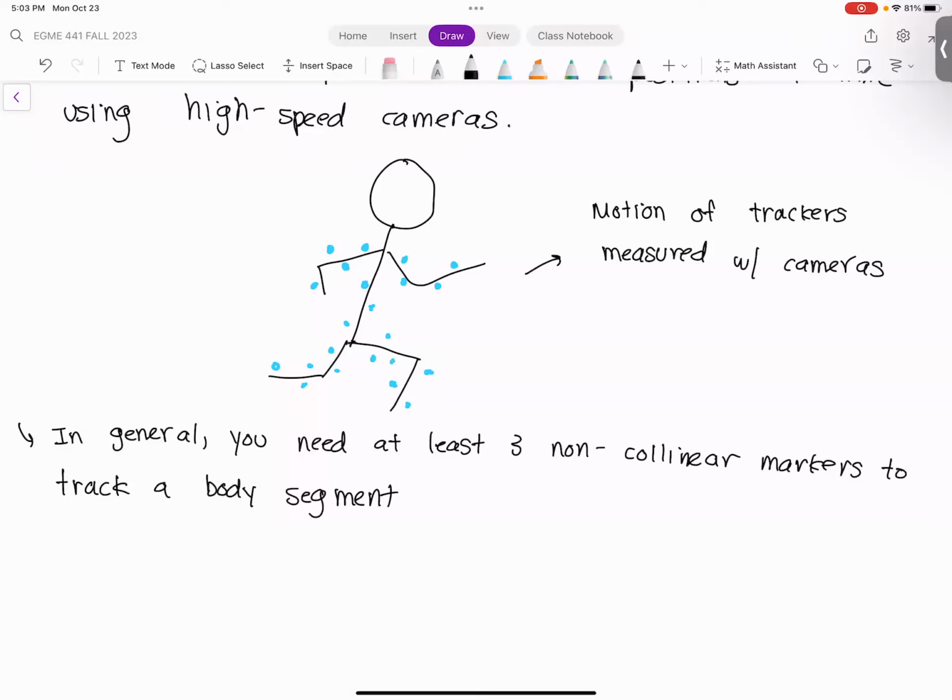Okay. And by tracking a body segment, what I mean is to track not only its position, right? The position of its center of mass is important, but also to track its orientation in space.